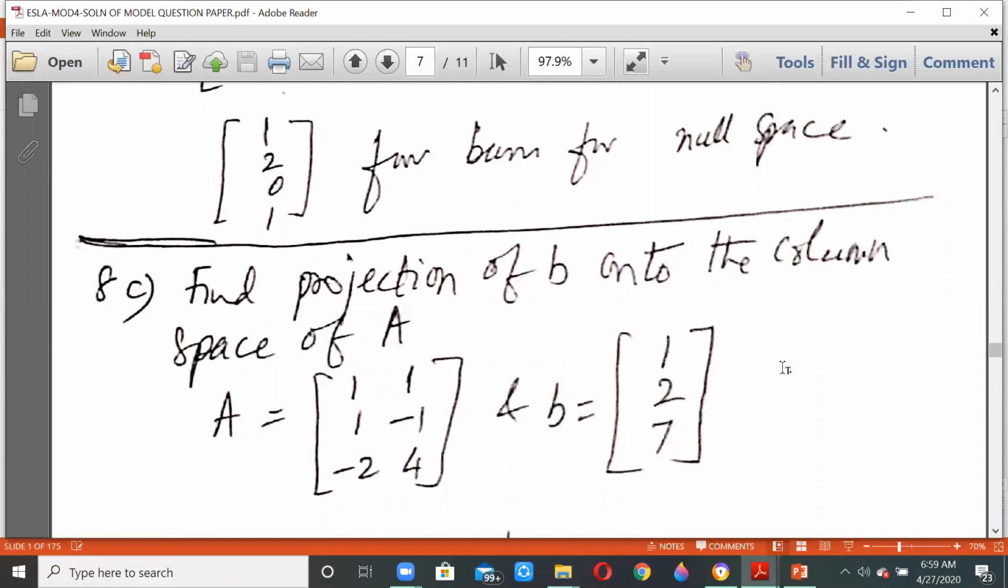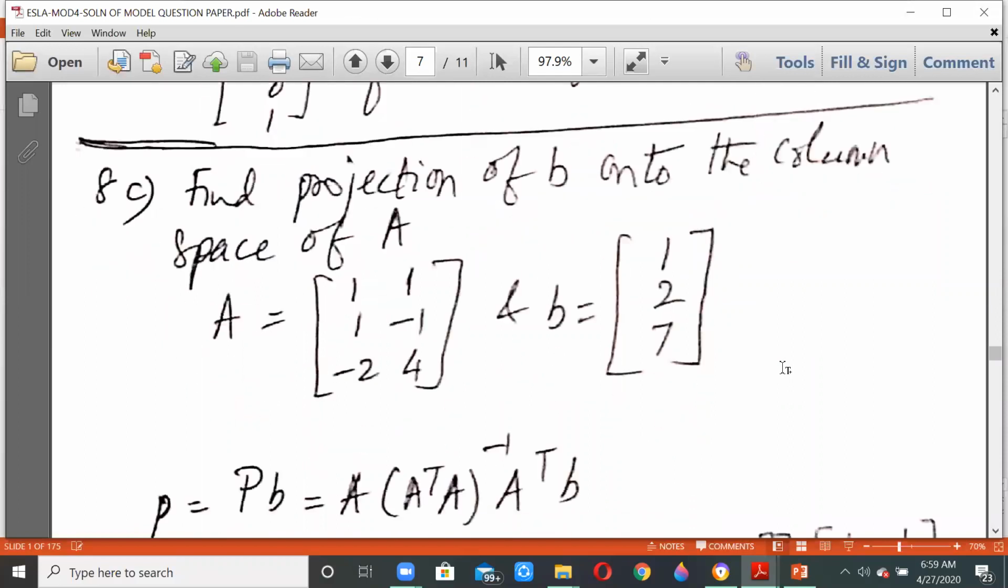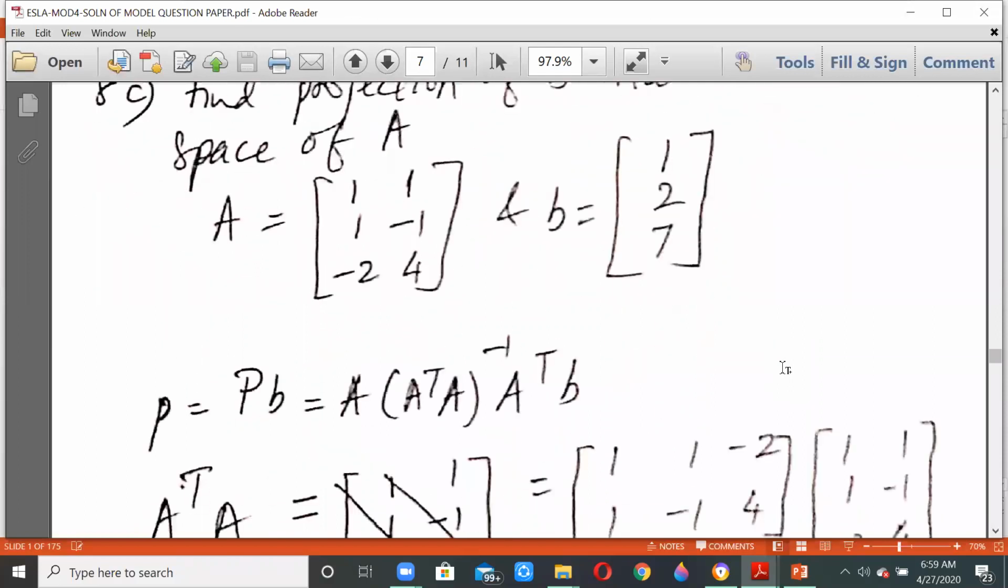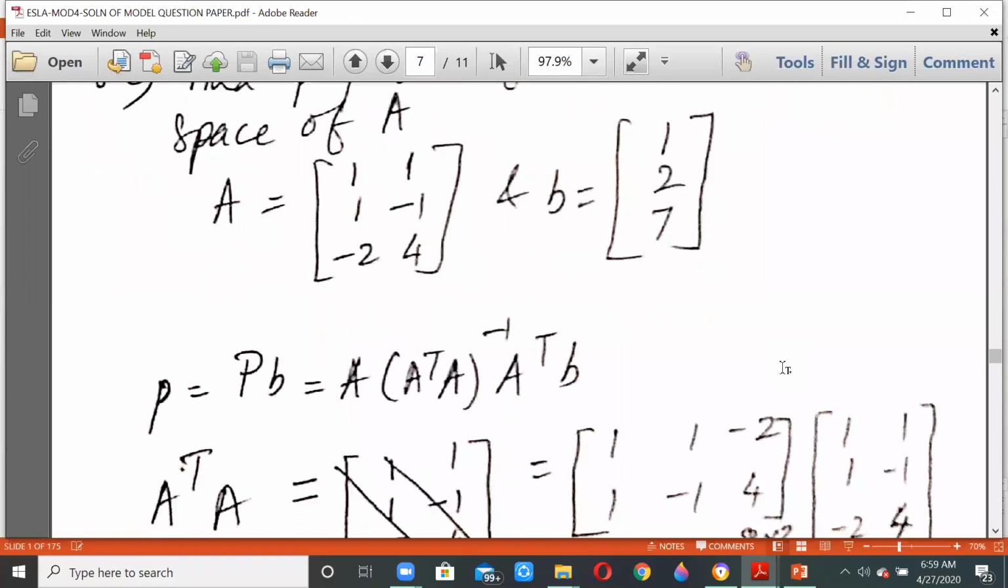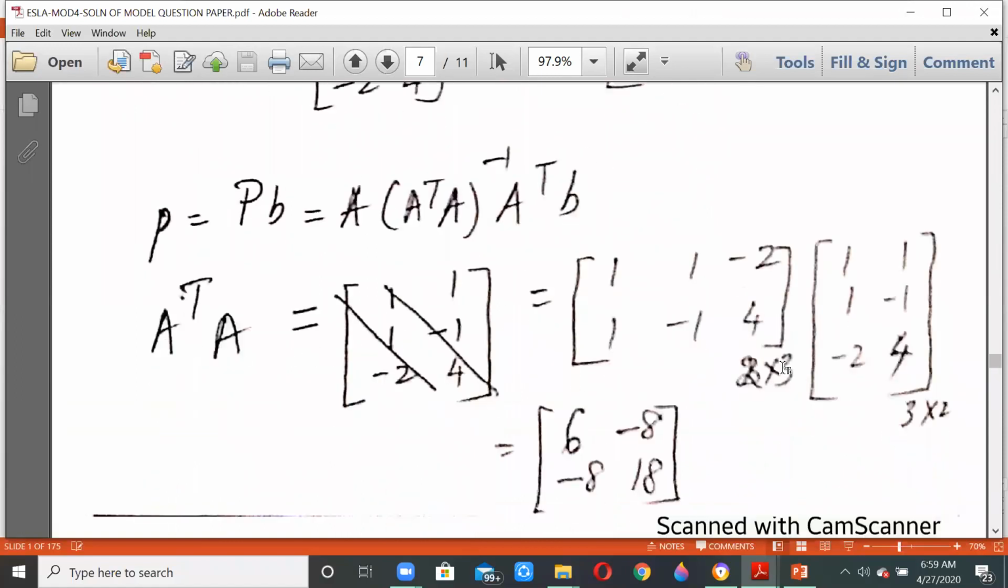Next is: find the projection of B onto the column space of A. So A is given, B is given. This is one way of doing it. Otherwise, you can always do A transpose A x hat is equal to A transpose B. Then you can find x hat is equal to A transpose A inverse A transpose B. Then multiply it by A. So again, it is just the same thing, only that we have put a formula for P here.